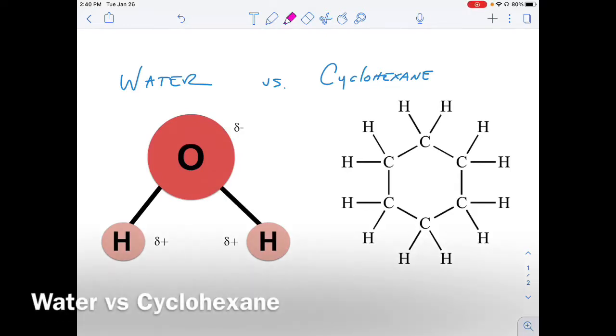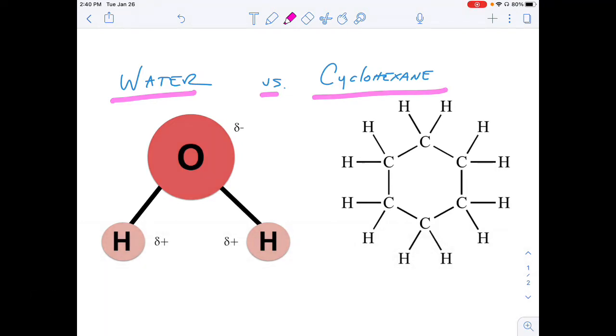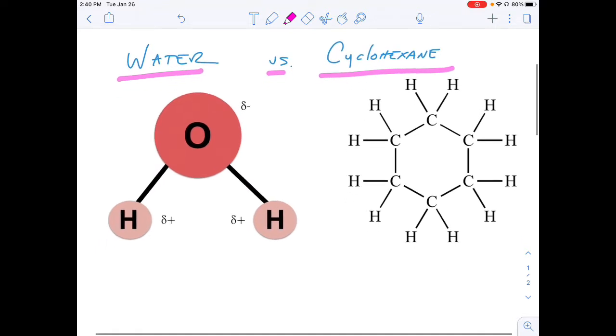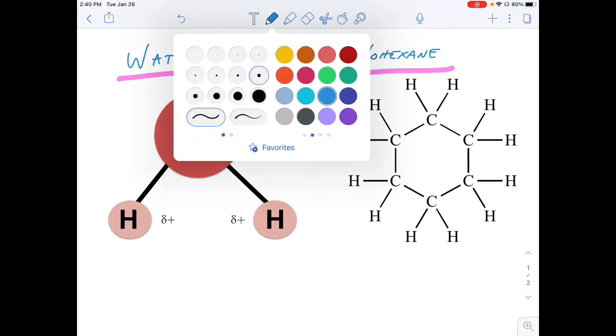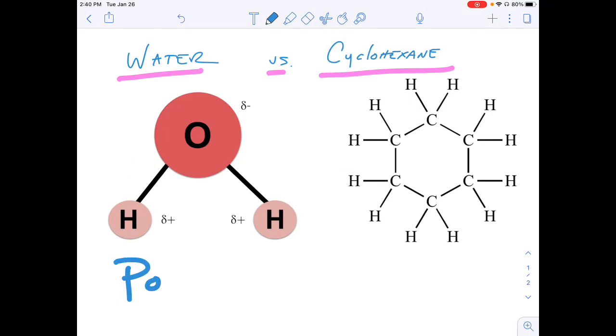Today we are going to be looking at the water versus cyclohexane lab. Going into this lab, the biggest concept you need to keep in the back of your mind the entire time is that water is a polar structure and cyclohexane is a non-polar structure.